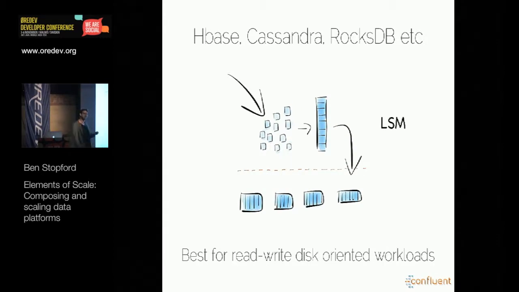So not surprisingly, the big data tools, HBase, Cassandra, RocksDB, etc., tend to use LSM trees. That's a write-optimized storage engine, which allows us to write very efficiently and sequentially to disk, and use some tricks to optimize for reads.